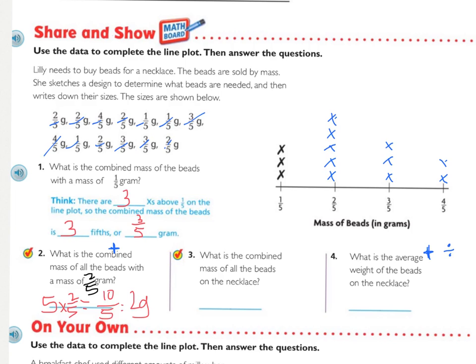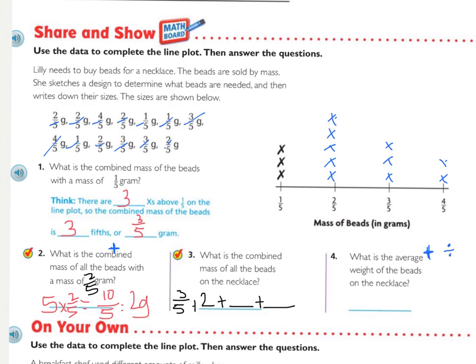Now on number 3, where it says, what is the combined mass of all the beads? Okay, so all the beads. Well, we know because of number 1 that the 1/5, there's 3 of them, so it's 3/5. And because of number 2, we know the 2/5 add up to a total of 2. So we still need to find 3/5 and 4/5.